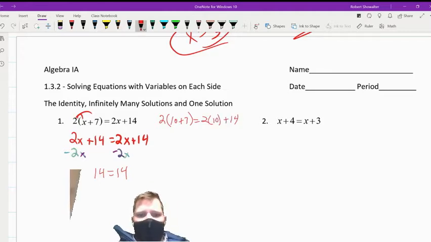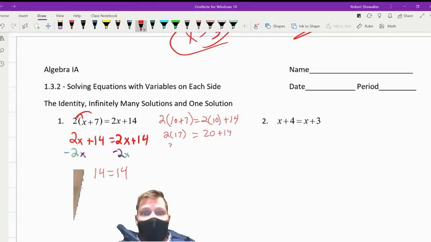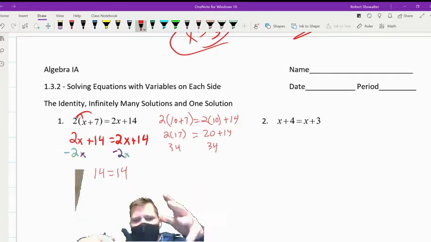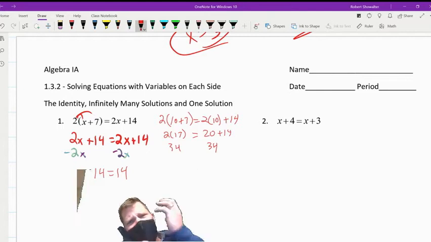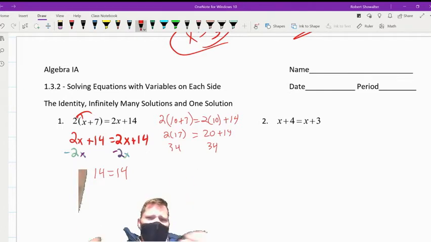Over here we get 10 plus 7 is 17. And over here we get 20 plus 14. On the left we get 34. On the right we get 34. What? 10 works. You can keep trying that with any number your heart desires and you're going to get a true statement. What does that even mean?